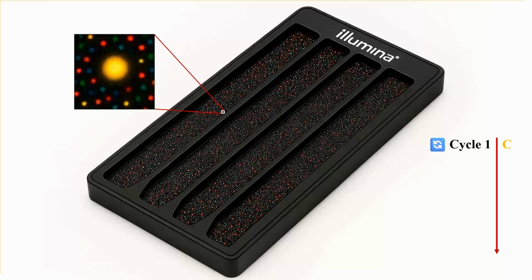This is primarily based on the detected color channel, which determines the base identity and is supported by signal intensity, which reflects the strength and the confidence of the signal. The intensity of the fluorescent signal in each wavelength determines the final base call. This process is called base calling.